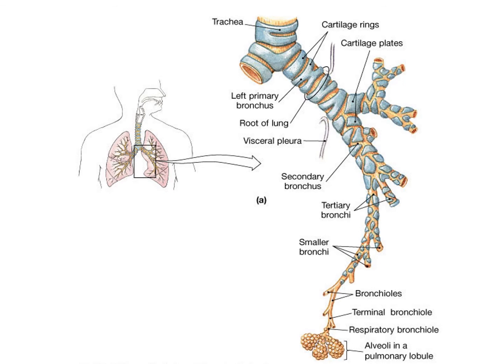This is what we're ultimately looking at here. We have our cartilaginous rings as we get further and further down. Notice that there's less cartilage when we're looking at the terminal bronchioles and the bronchioles. This is your transition zone right here. Your bronchioles and your terminal bronchioles.